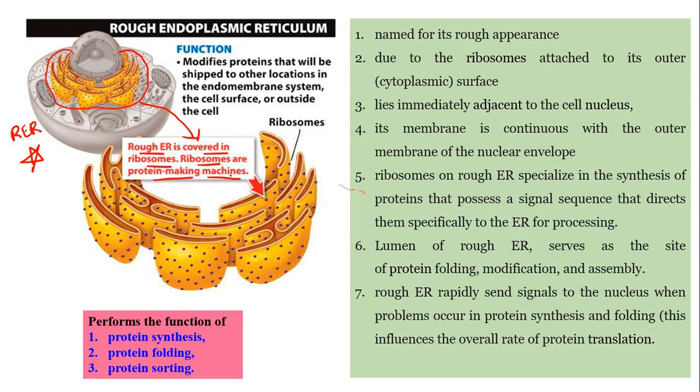Protein making machines are nothing but the ribosomes. So what will happen in this rough endoplasmic reticulum? The rough endoplasmic reticulum will always modify the proteins that should be transported to other parts of the membrane, like the surface of the cell or outside of the cell. So it will be modifying the proteins.